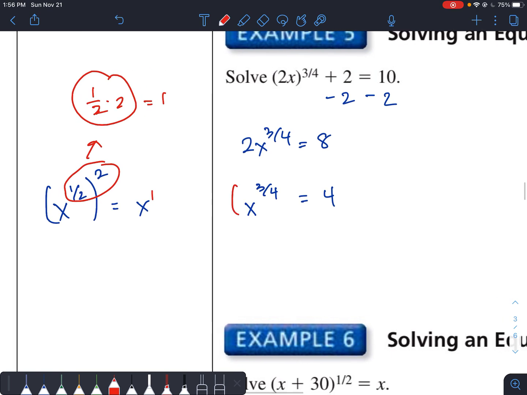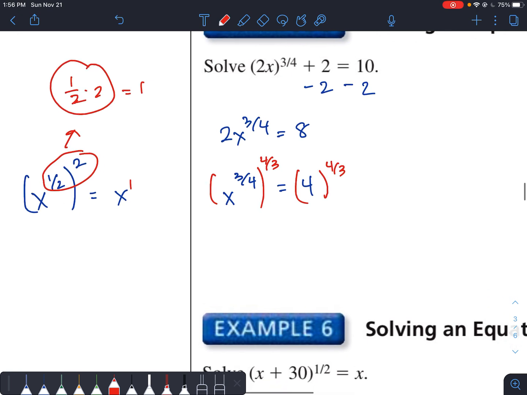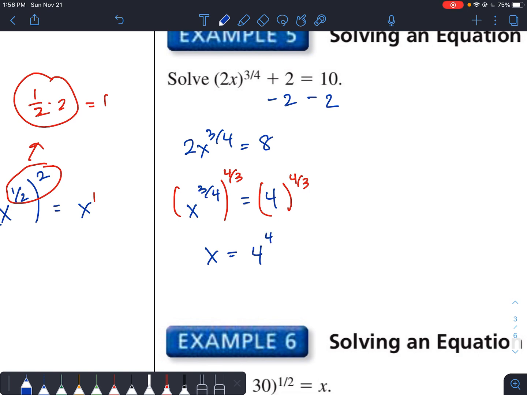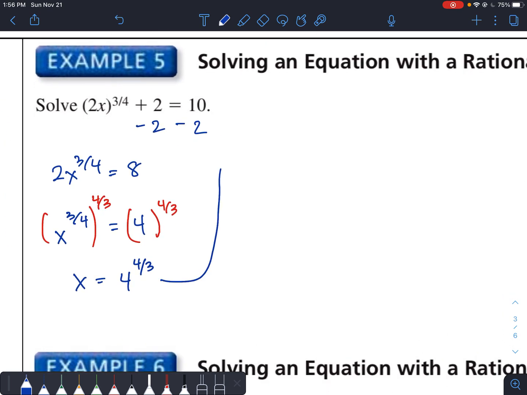If I raise this expression right here to the 4/3 power, meaning I have to raise this side to the 4/3 power, note that 3/4 times 4/3, a fraction multiplied by its reciprocal, is always going to be equal to 1. Always. So then on the left side, I'd be left with x, because 3/4 times 4/3 is 1, so it'd be x to the 1st power. And then here I'd have 4 to the 4/3 power.